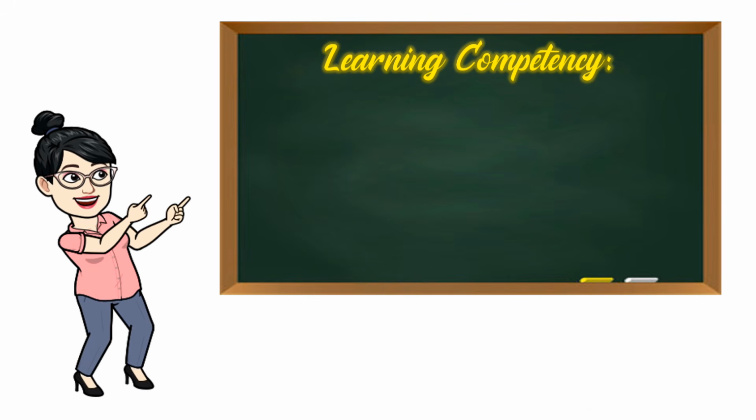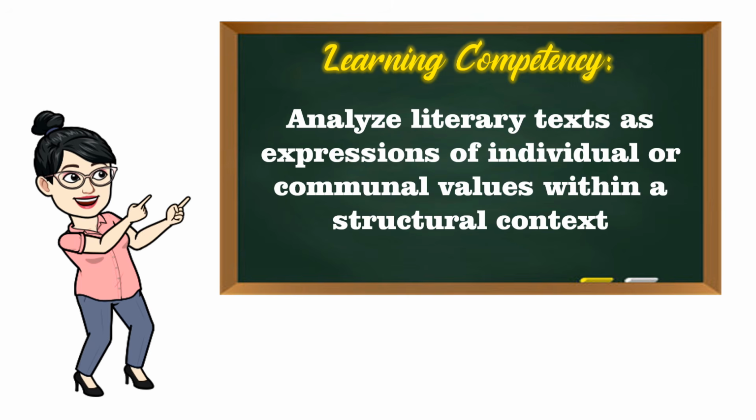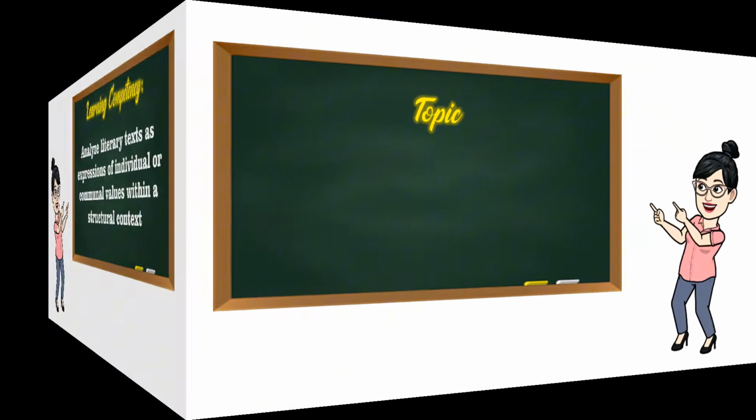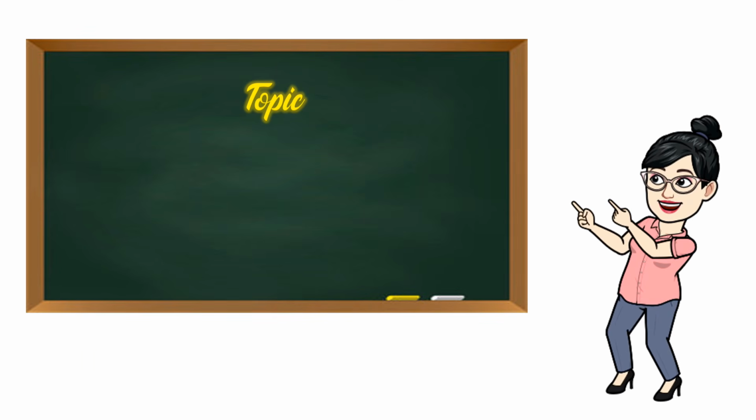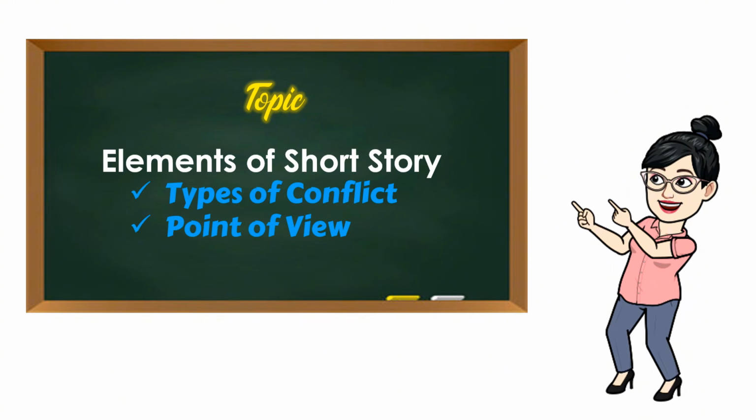Our target learning competency for this video is to analyze a literary text as an expression of individual or communal values within a structural context. In our previous video, we discussed some of the elements of a short story. Ngayong araw na to, tatalakayin natin ang iba pang elements ng short story, particularly the types of conflict and point of view.